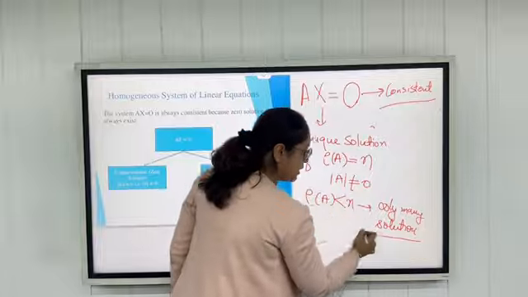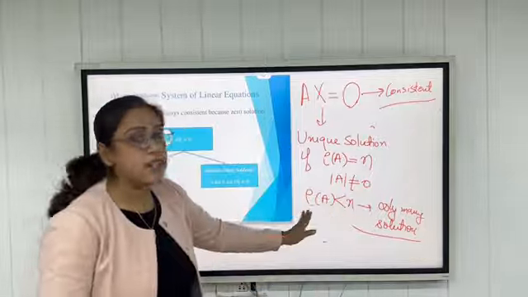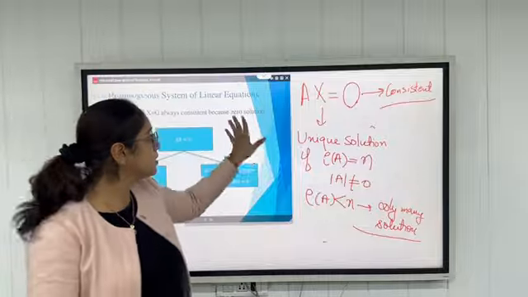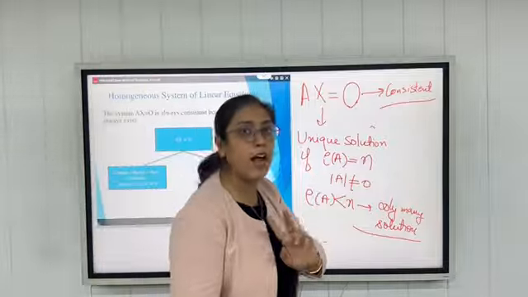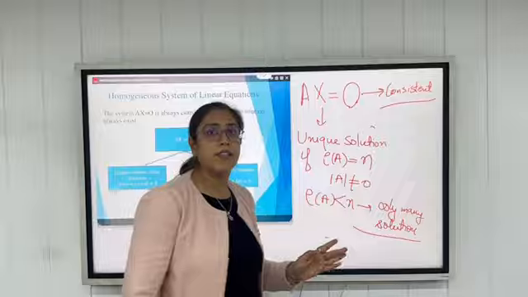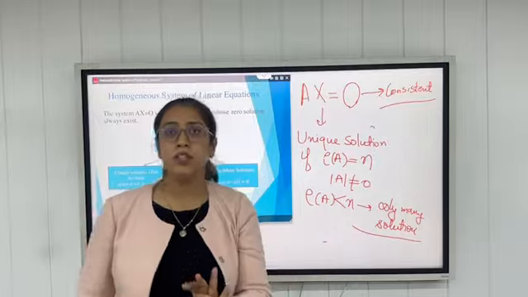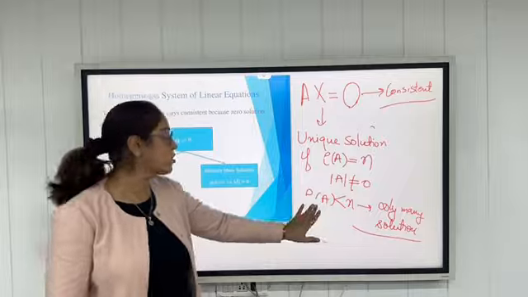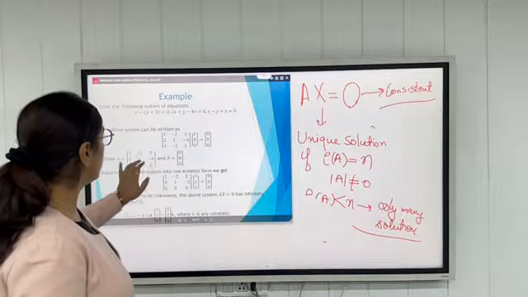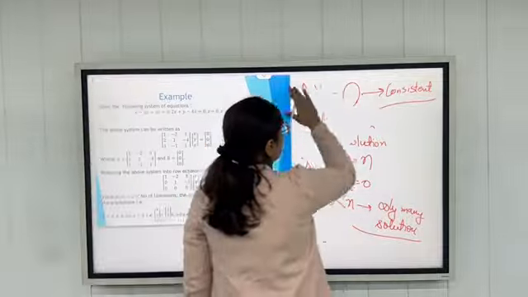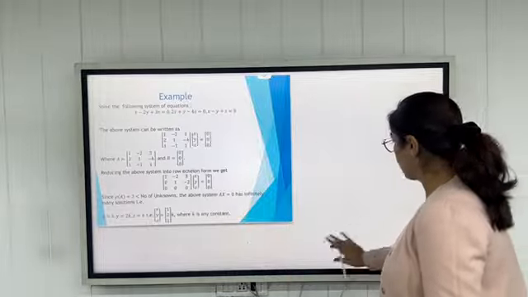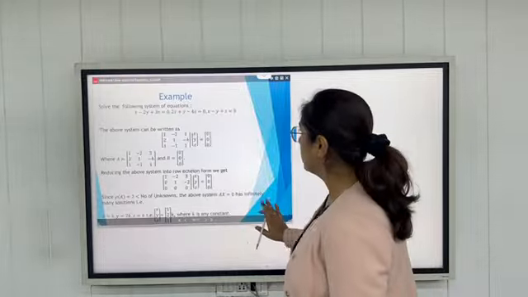We will see with an example how to solve this homogeneous system of linear equations. In this you have to remember only two things. If the rank of A is equal to n, then it will have the unique zero solution, and if it is less than n, then it will have infinitely many solutions. So let's see an example of this.